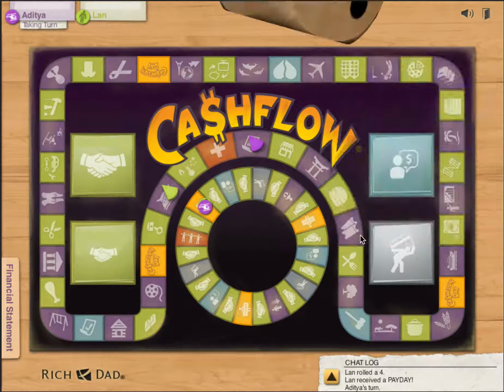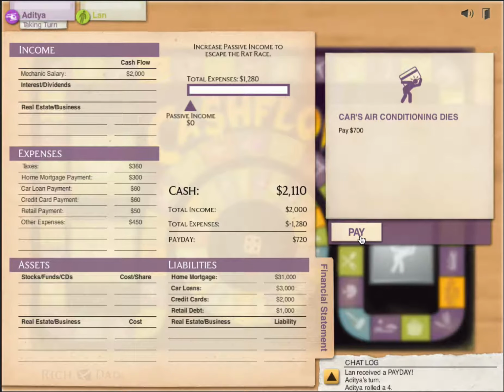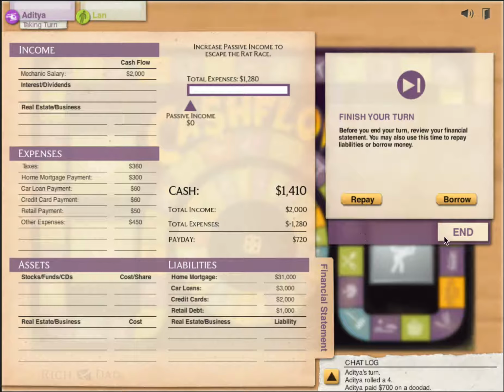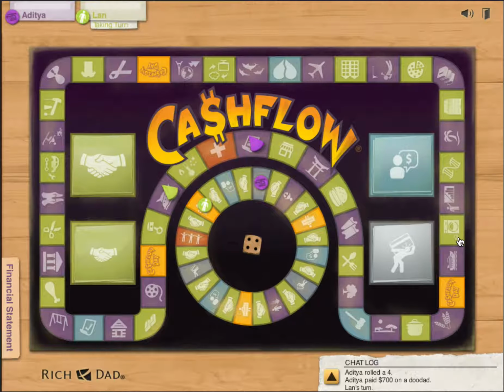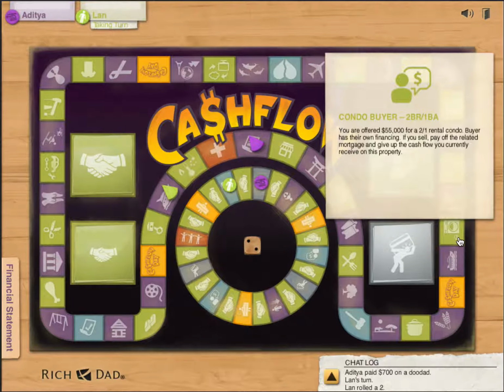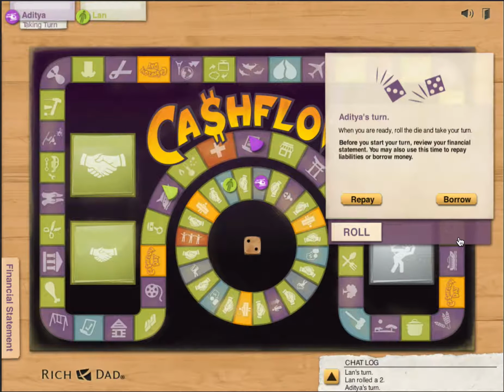Okay, in this video I'm going to show you how to play this game Cash Flow from Rich Dad Poor Dad, because I think it's quite important to learn how to manage your financials. And this game is a pretty good teacher of how to manage your financials.